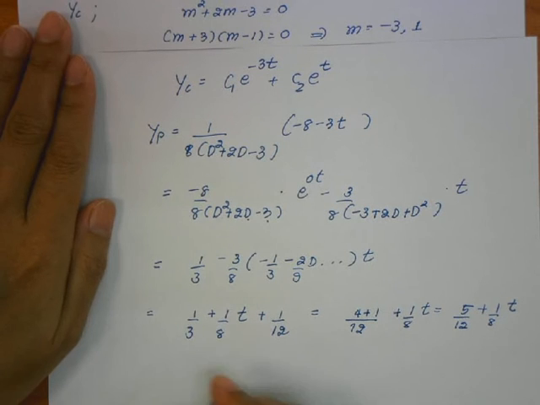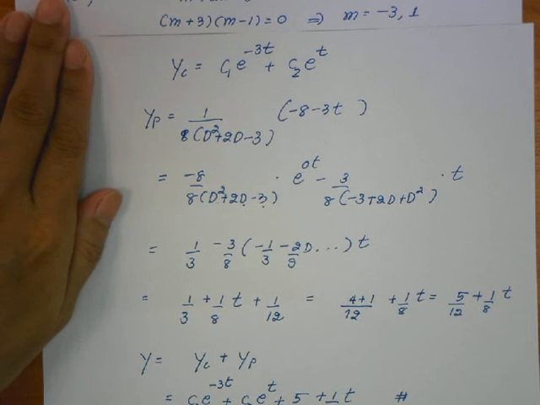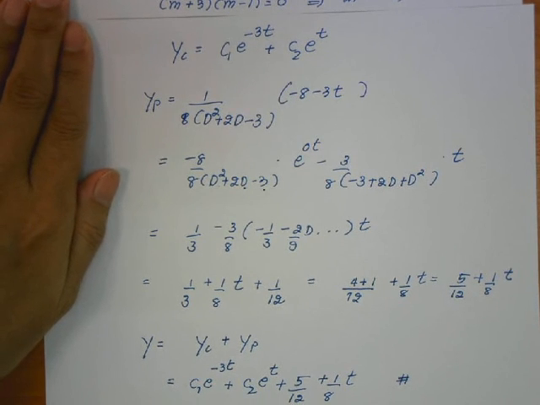Now, your y is done. yc plus yp is c1 times exponential of minus 3t plus c2 exponential of t plus 5 over 12 plus 1 over 18. And that is your y. So you get both x as a function of t and y as a function of t.